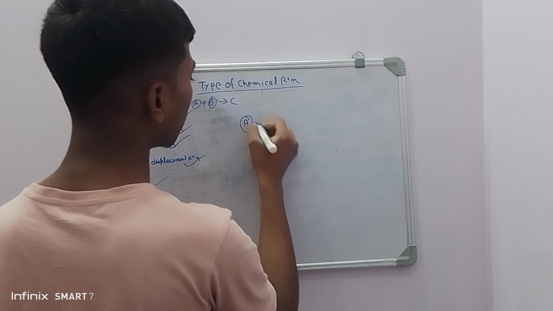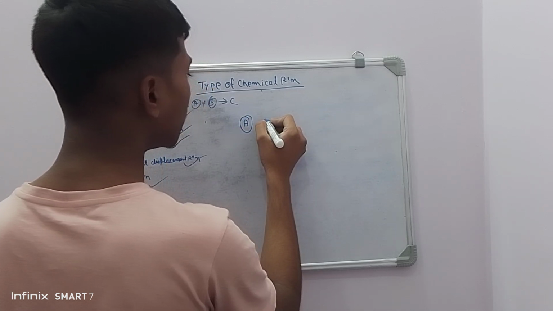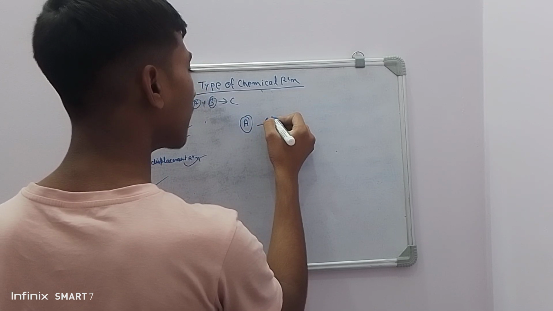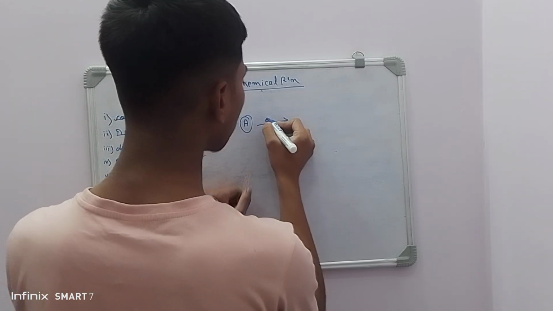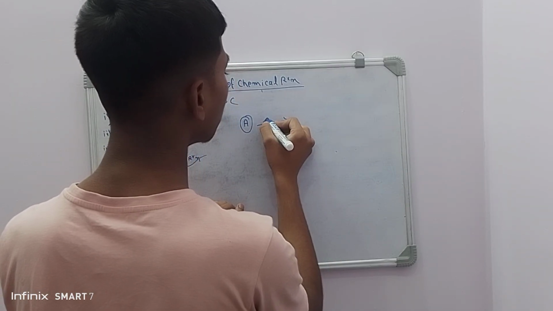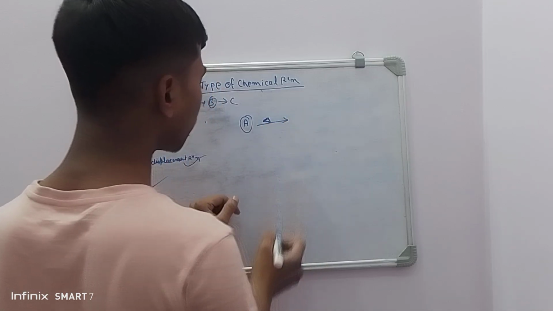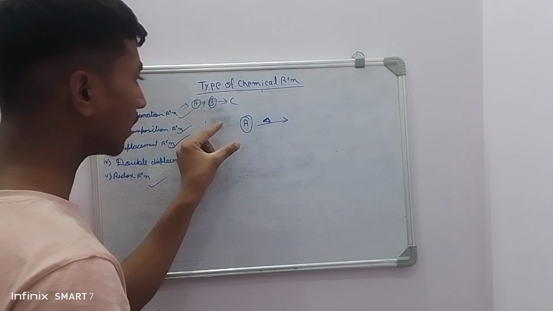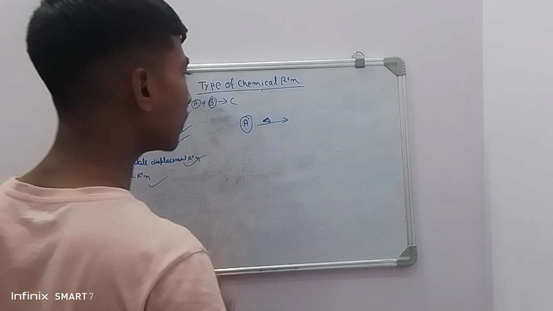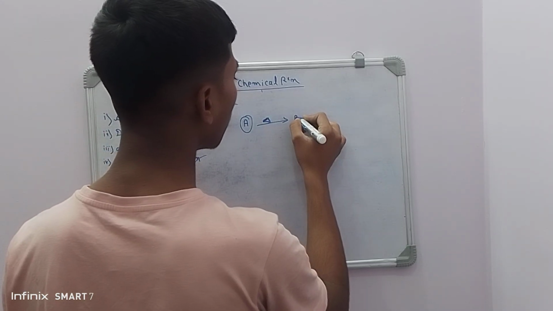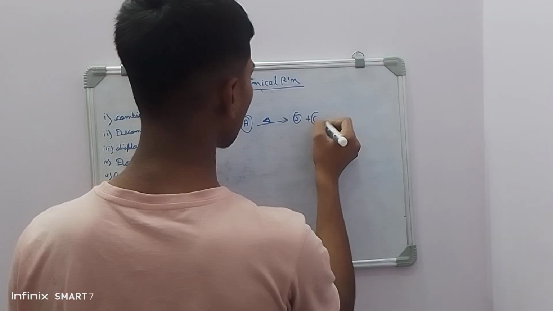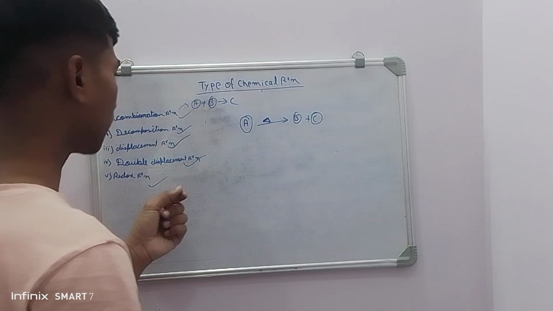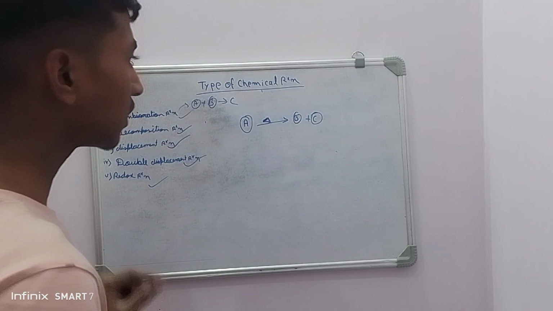Let's say a reactant A is provided with a medium, let's say heat, light or anything, and let's suppose this is the sign of heat energy, which is called delta. So if we have a compound A and it is provided with heat and it breaks down into B and C, that means it is the decomposition reaction.